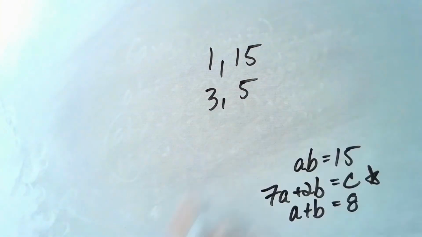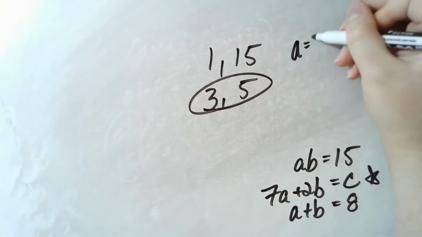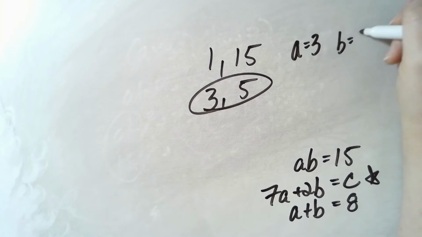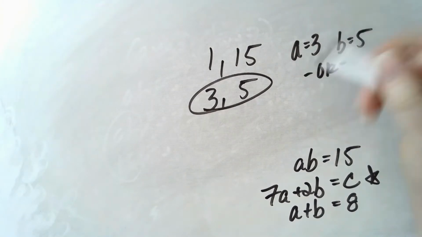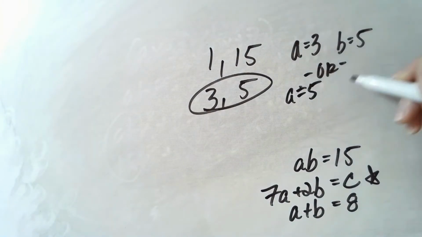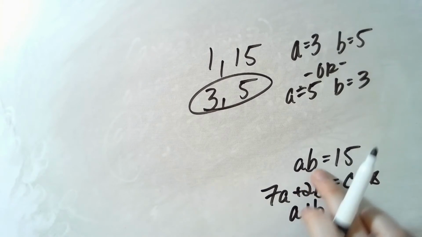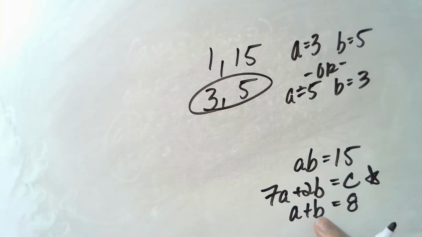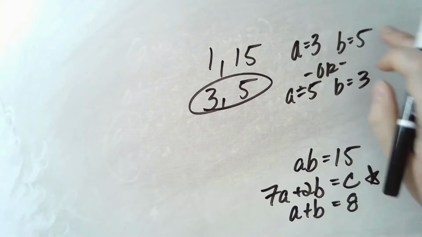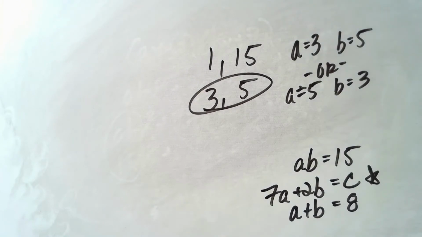Which of these two sets could add to be 8? Only 3 and 5. That means a must be 3 while b is equal to 5, or a must be equal to 5 while b is equal to 3. Those are the only two options, but because it doesn't matter what order I put it in for either equation, both of these two are options. That's why the problem is asking you what are the two possible values for c.